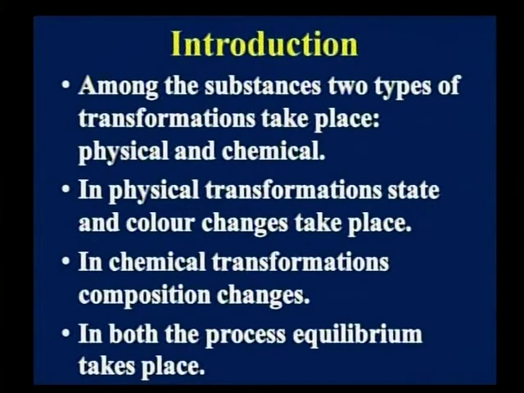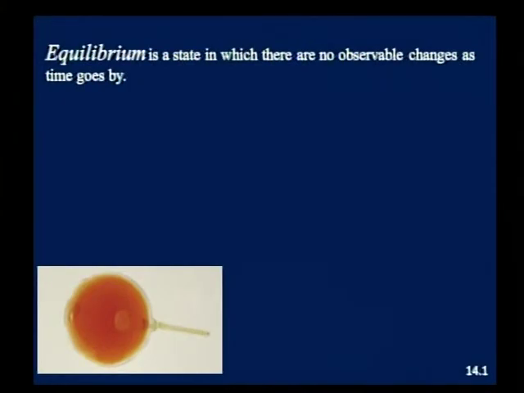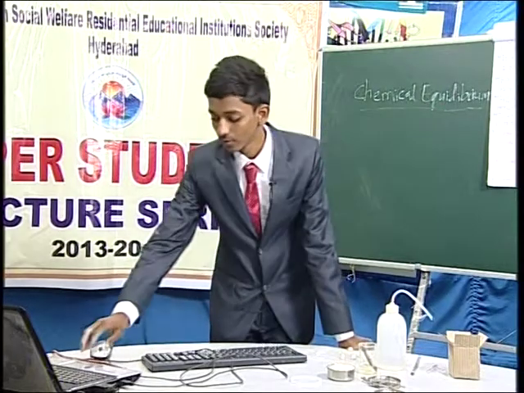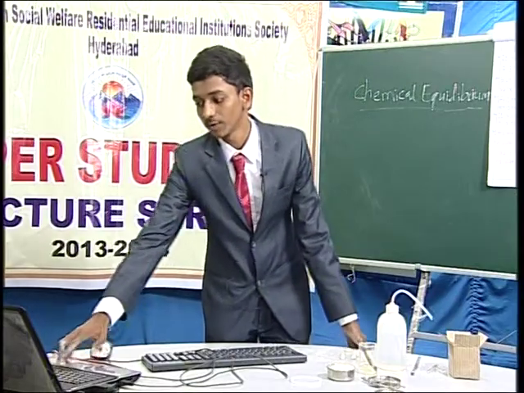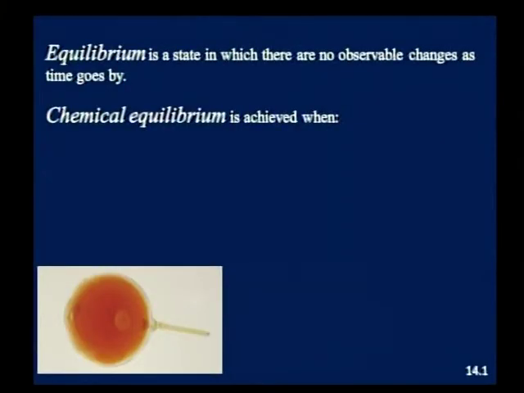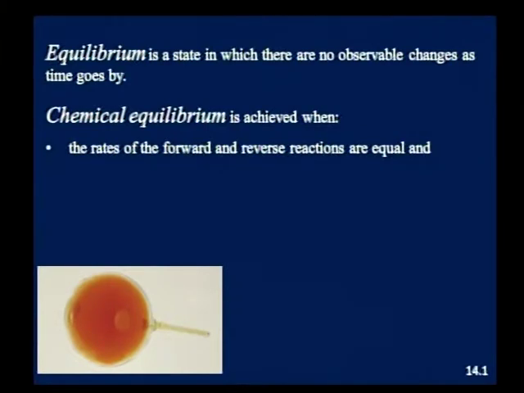but in both the physical processes and in the chemical processes the equilibrium takes place. And what is the definition of equilibrium? Equilibrium is the state in which there are no observable changes as time goes by, which means when we take the system at equilibrium, we do not observe any changes as time goes on. And this chemical equilibrium is achieved when the rates of the forward and reverse reactions are equal.